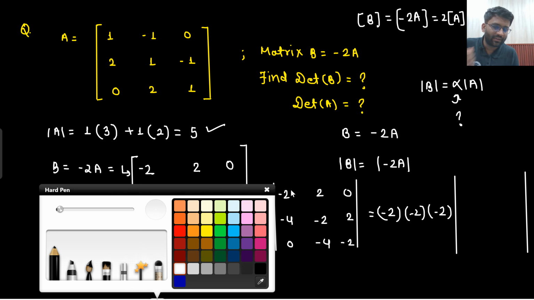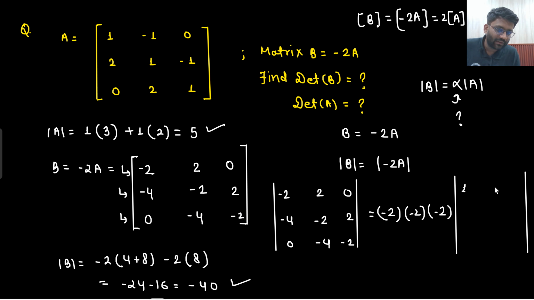So what will I be left with? This will be 1, this will be minus 1, this will be 0. Minus 2 I am taking out, no? So this will be 2, this will be minus 1. And this will be 2, this will be 1 and this will be minus 1. And this will be 0, this will be 2 and this will be 1. So what will this value become? This value will become minus 8. And this is nothing but the determinant of A, and this is your determinant of B. There you go. This is the answer you are getting.